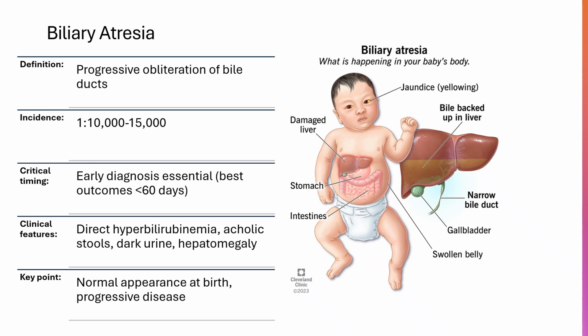Timing drives management decisions. The Kasai portoenterostomy achieves successful bile drainage in most infants when performed before 45 to 60 days of life. Success rates decline sharply after 60 days and become minimal after 90 days. This narrow therapeutic window mandates prompt evaluation of any infant with persistent direct hyperbilirubinemia, early diagnosis essential for optimal outcomes. These infants require immediate referral to pediatric hepatology or surgery for definitive evaluation and management.